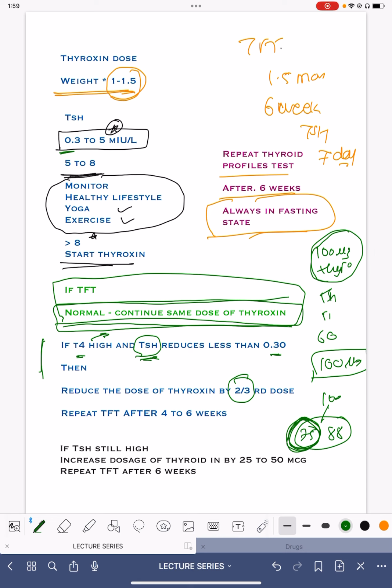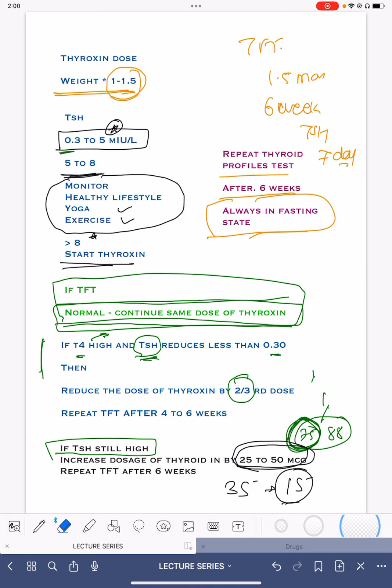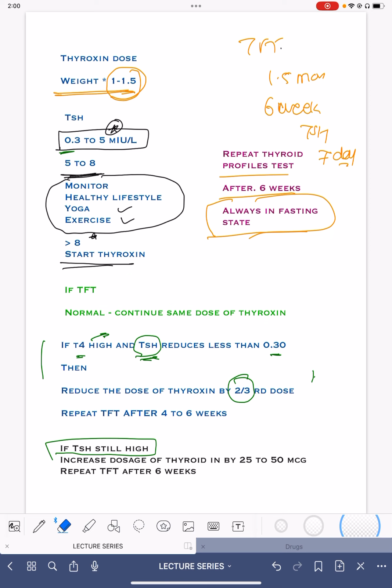But in case you have started a patient on 100 micrograms and after 1.5 months the TSH still remains high, suppose the earlier TSH was around 35 and after repeating after 6 weeks it comes around 15, it means that the thyroid deficiency has definitely improved, but it has not completely normalized. In that scenario, I would increase the thyroxine by 25 to 50 microgram. So if the patient is on 100 microgram of thyroxine, I'll make it 125 if even after 6 weeks the TSH levels still come high.